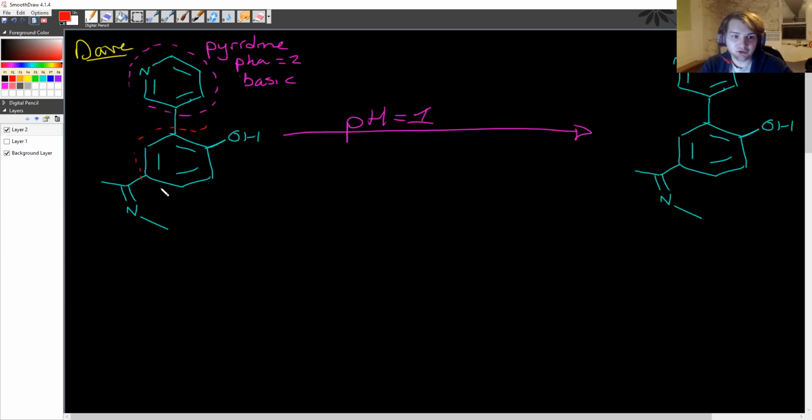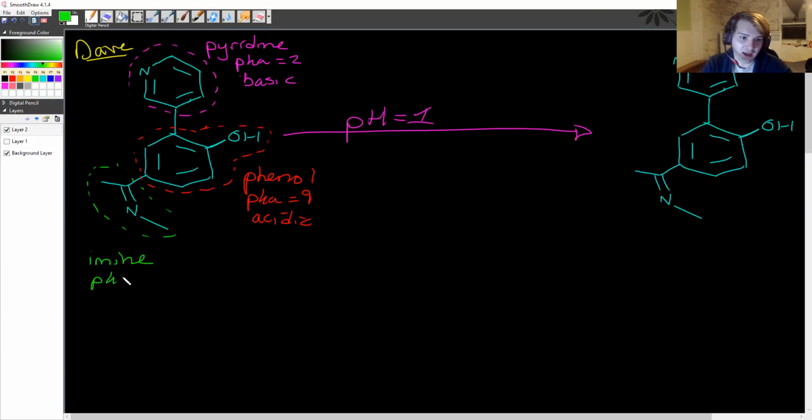Likewise, this functional group is a phenol. Phenols have a pKa around 9, and these are acidic groups. And then finally, we have this amine hanging around, which we know has a pKa around 3.5 and is a basic functional group. So with that in mind, we can now talk about what's going to happen at our pH.